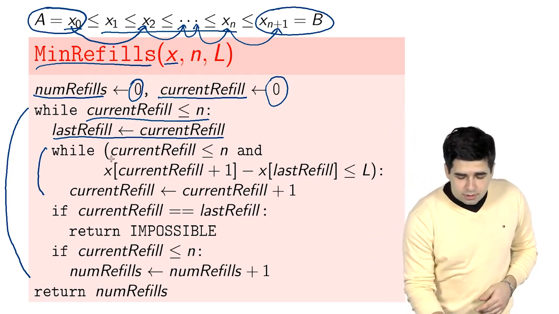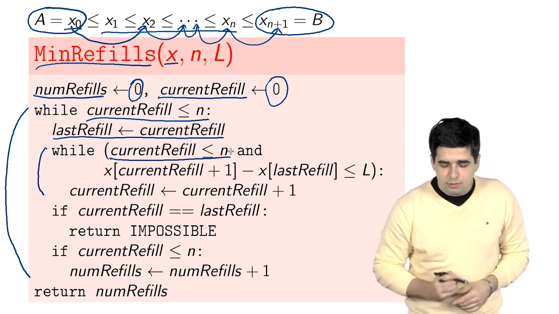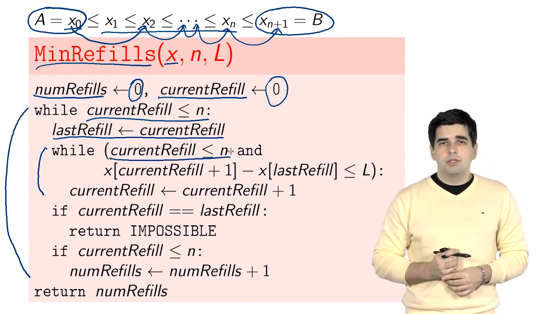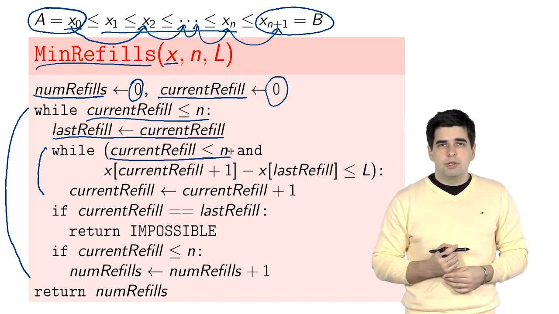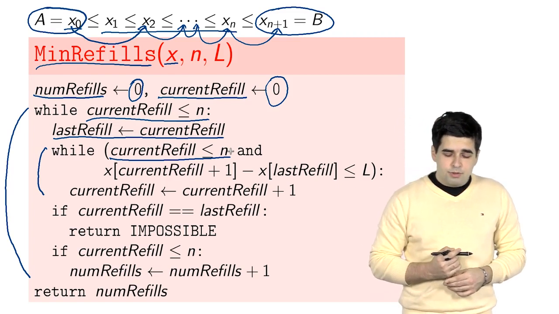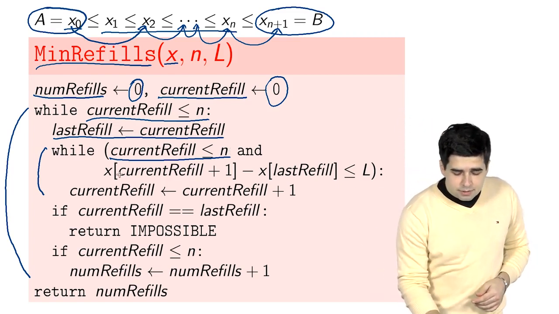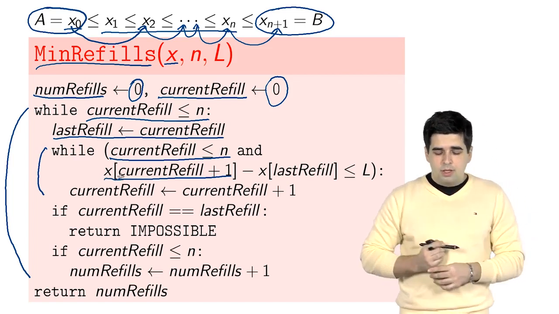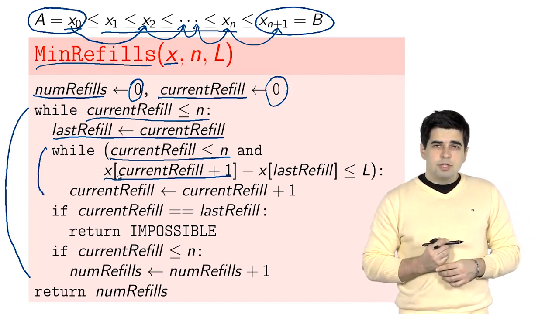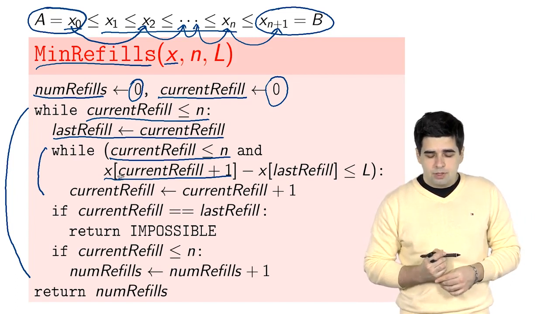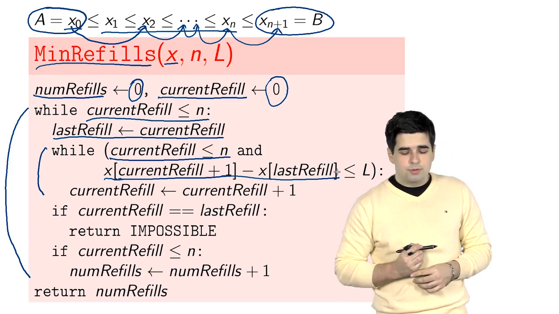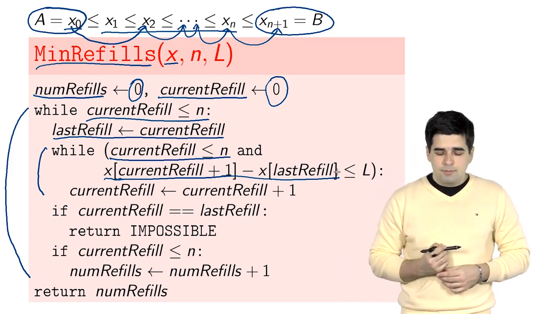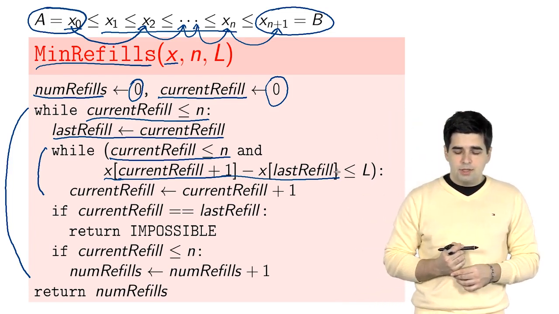So first we check that current refill position is at most n, because if it is n plus 1 already, it means that we reached our destination B, and there is no point increasing it further. If it's still to the left from B, then we look at the next position to the right, x current refill plus 1. We need to check whether it is reachable from last refill position or not. And first we compute the distance from the last refill position to the current refill plus 1 position by subtracting the values of the array x.